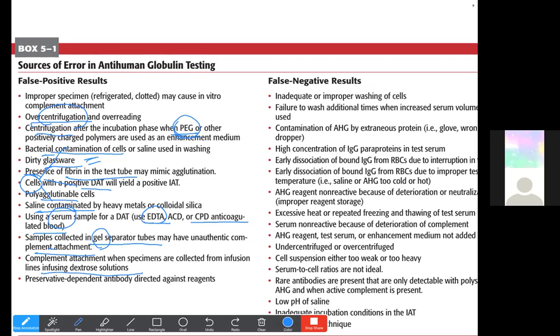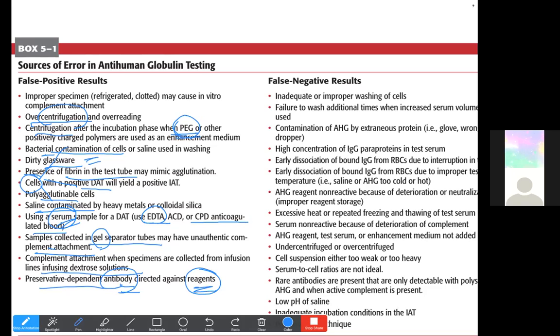And complement attachment may also occur when specimens are collected from infusion IV lines following dextrose solutions. There may also be antibodies which are preservative dependent, directed against the reagent. When the AIG reagent is added, if it's a polyspecific reagent, it usually has preservatives for extending the half-life of the reagent. Those may affect the pH of the mixture, and preservatives may also cause antibodies to be formed against the preservatives, which may cause false positive reactions. That is, the antibodies may not be coming from the sera, and they may not be directed against the RBCs, but are actually directed against the reagents.